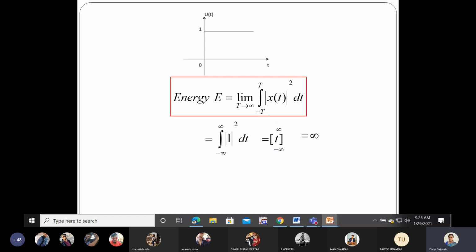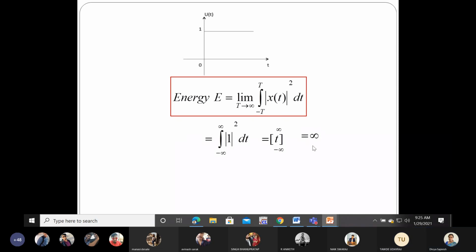Can I get any response? If you understood, you can tell the answer. Otherwise, I'll repeat it again. How can I call a particular signal an energy signal? Should it contain infinite energy, or finite energy? Finite. Finite energy.